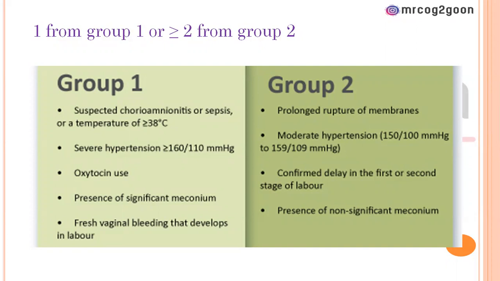monitoring. Suspected chorioamnionitis or sepsis or temperature more than 38. Severe hypertension, oxytocin, and this is very important. Do not put the patient on oxytocin unless you put her on CTG. Presence of significant meconium and fresh bleeding.